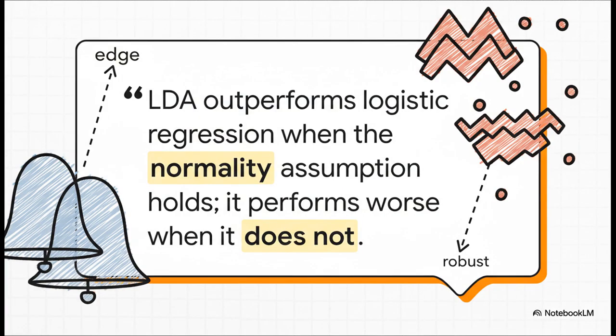And this philosophical difference gives us a crystal clear rule of thumb. If your data really does fit that bell curve assumption we talked about, LDA's deeper, generative understanding of the data gives it a huge edge. But if that assumption is way off, logistic regression, by not making those assumptions in the first place, turns out to be the more robust and reliable choice.